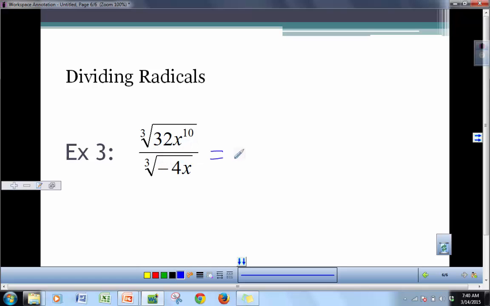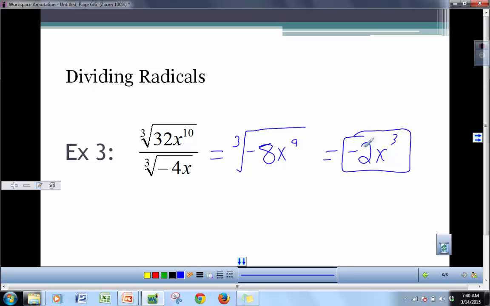So 32 divided by negative 4 is negative 8. Subtract your exponents, so x to the 10th divided by x is x to the 9th. And since they were both in a cube root, we now have one cube root that can be simplified. So we know that the cube root of negative 8 is negative 2, and the cube root of x to the 9th is just x to the 3rd. We got our answer very easily without having to do any rationalizing the denominator or any really complicated math.